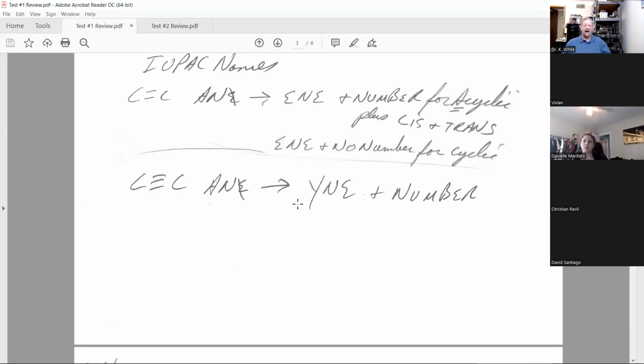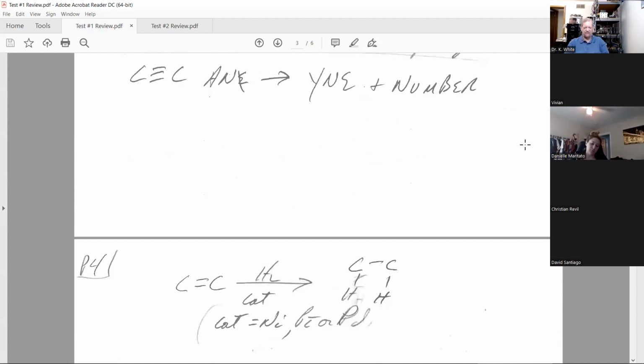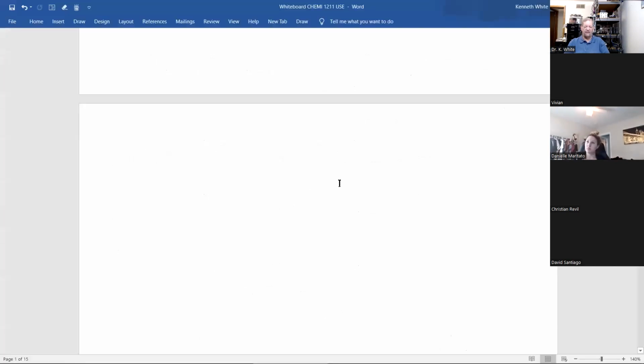Now, for a triple bond, find the longest chain with both carbons of the triple bond. The ANE ending should be dropped, replaced with YNE and a number. I have never seen in my actual life, other than one time decades ago, a ring with a triple bond in it. And in a triple bond, you can't have cis or trans, because a triple bond is linear, not bent like a double bond. Now, there's one common name for a triple bond, which I did ask on test number 1.